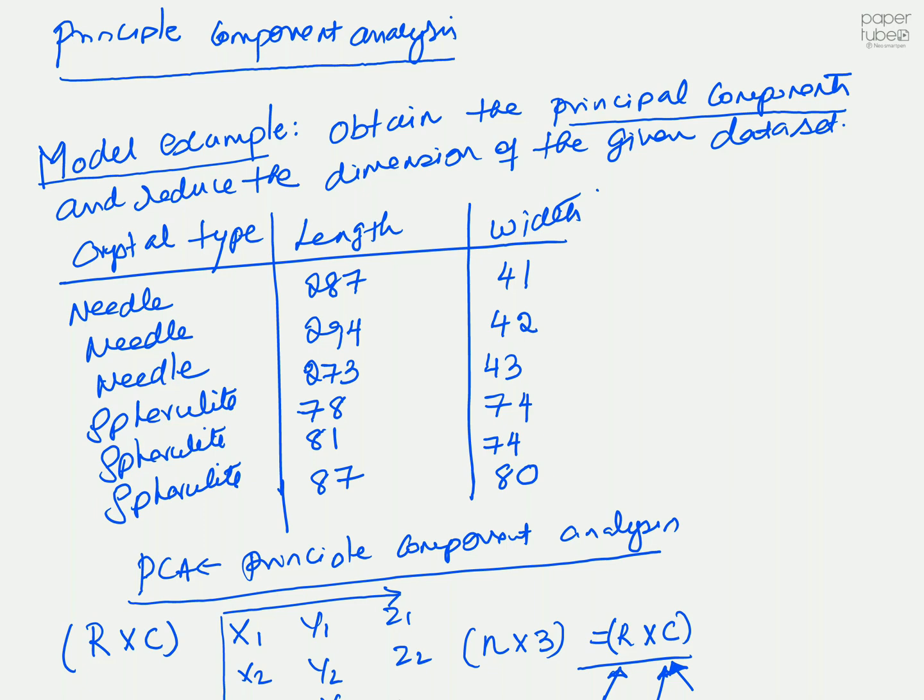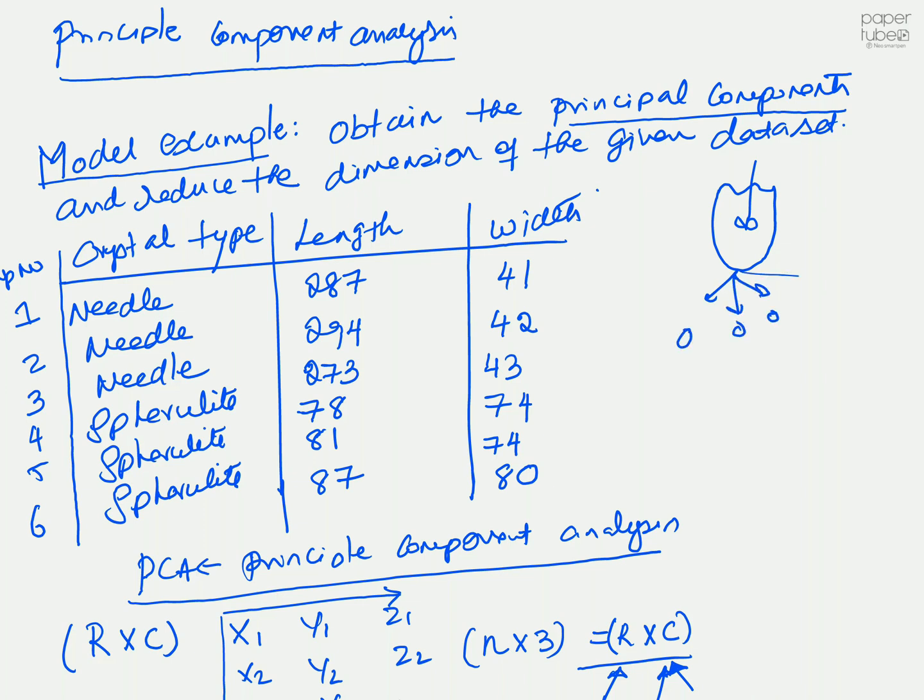So what we have here is a crystal type. You have in total 6 samples. I will just put sample number here, 1, 2, 3, 4, 5 and 6. So what do these 6 samples mean? Just imagine we performed some crystallization experiment and then we took 6 crystals, and we analyzed each of these crystals under a microscope, and somehow we managed to obtain the length and the width of the crystals.